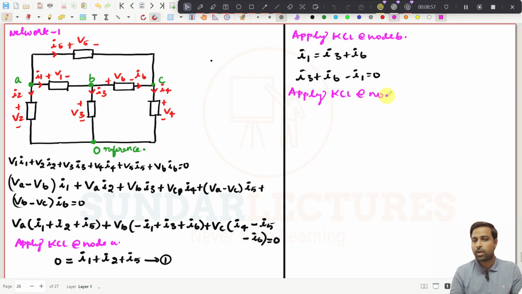at node C. If you apply KCL at node C, I6 is coming in, I5 is coming in, only I4 is going away, right? So I5 plus I6 is coming in, I4 is going away, so it will be I4. And what you can do, you just bring everything to the other side, so it will be I4 minus I5 minus I6, that should be equal to 0.